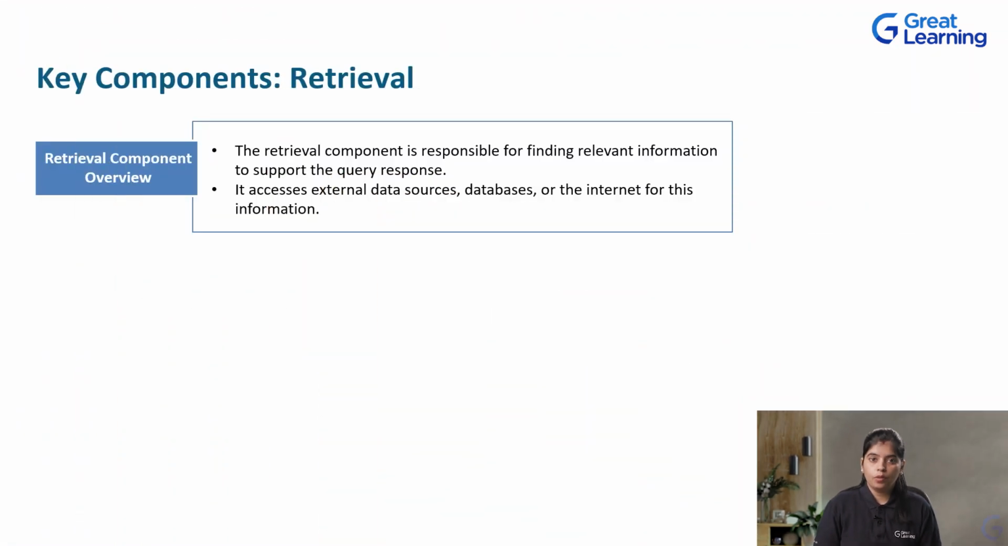Now we're going to understand by using a simple example. So next is key components in retrieval. What are the key components of retrieval? The first one is retrieval component overview. The retrieval component is responsible for finding relevant information to support the query response. So if a user asks a query, it starts working. It tries to find relevant and relatable information based on the query to provide an accurate response through generation. It not only uses the pre-trained knowledge base, it uses the internet also to get relevant information based on the user's query. So it accesses external data sources, databases or the internet for this information just to get up-to-date info.